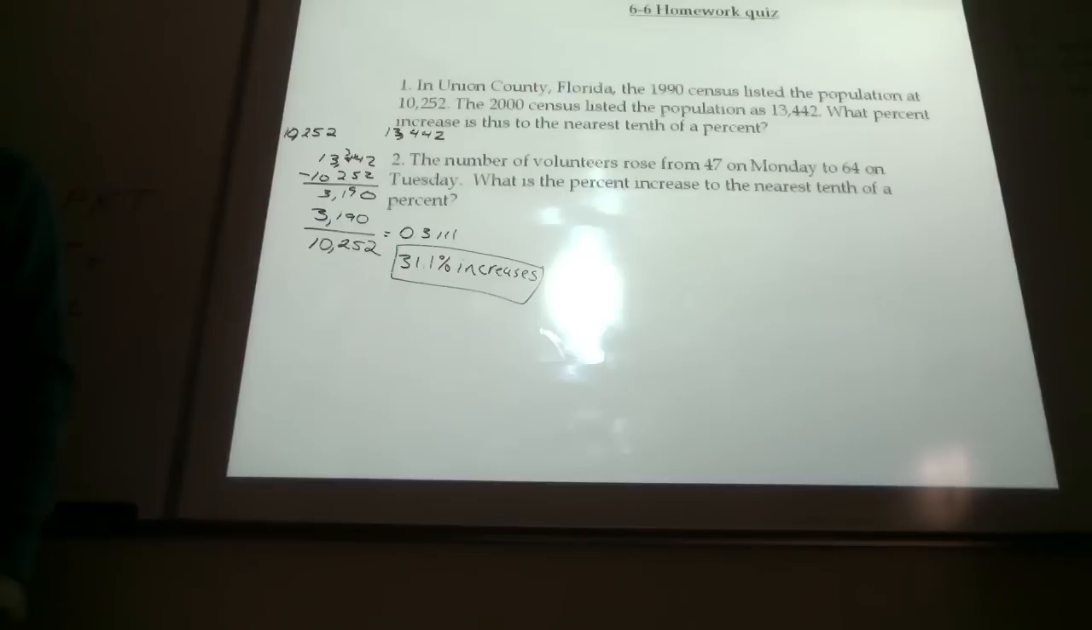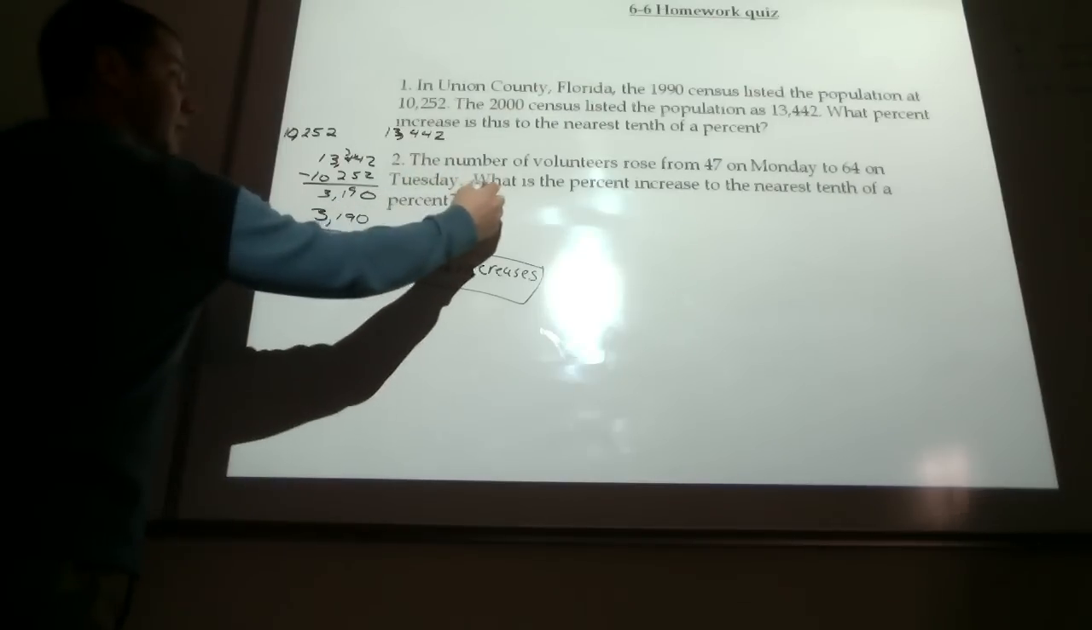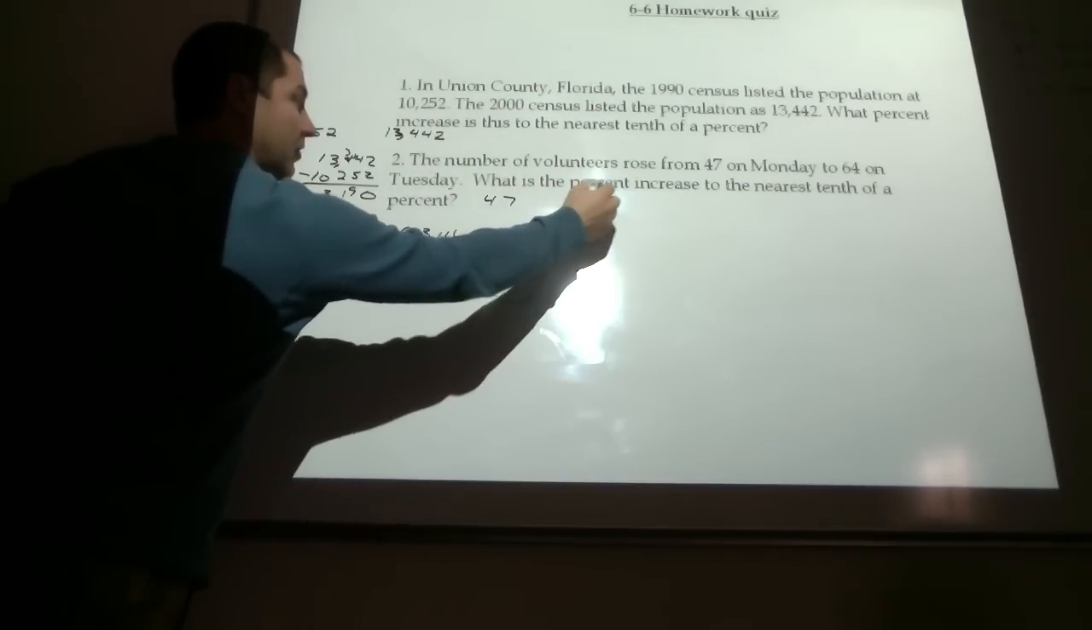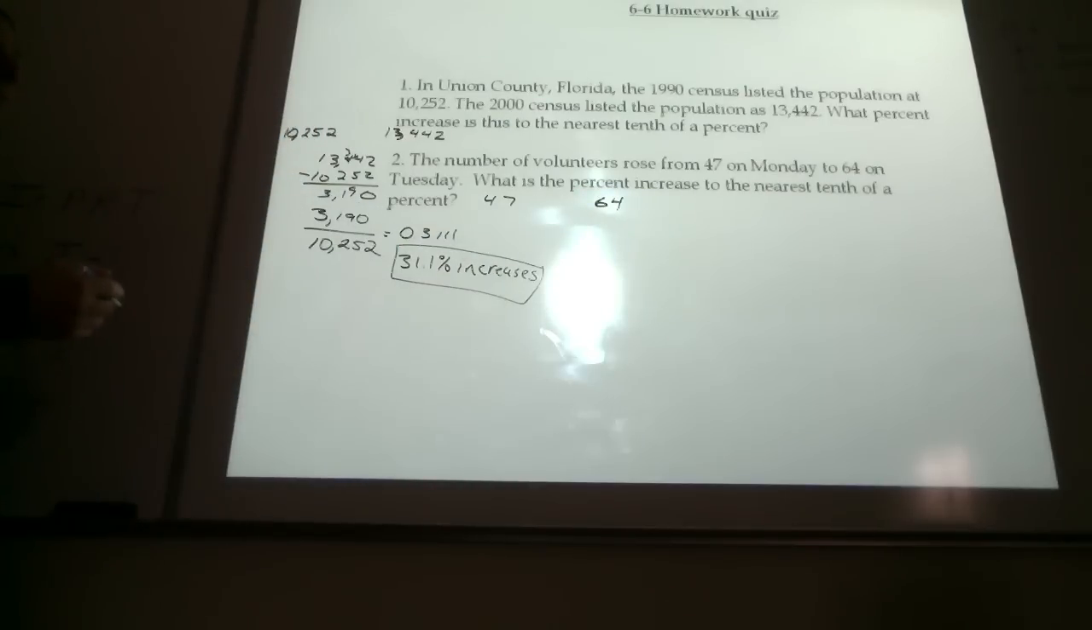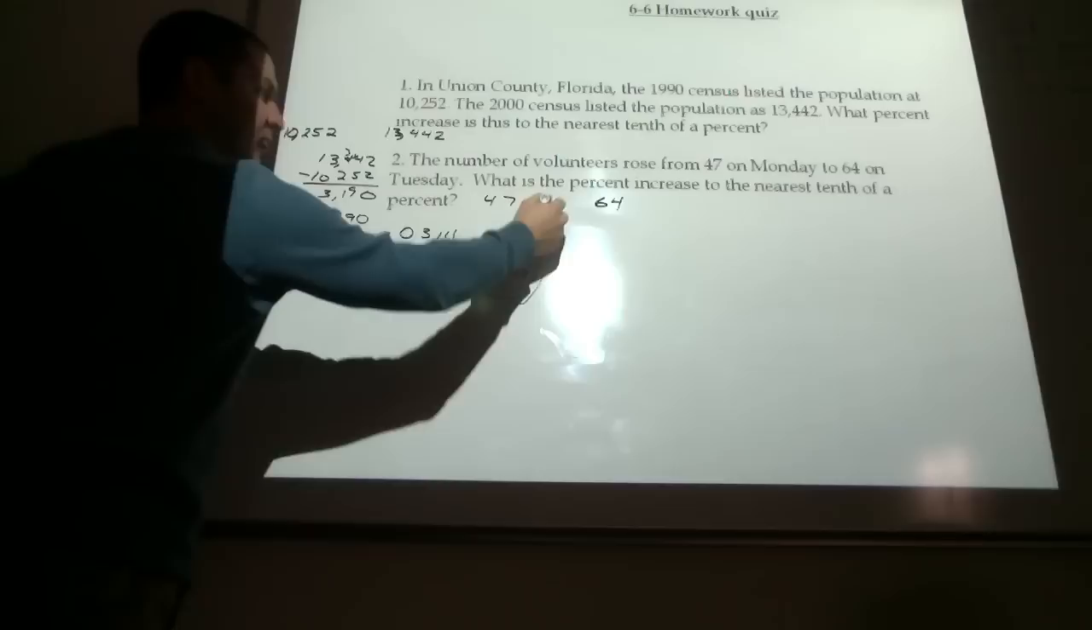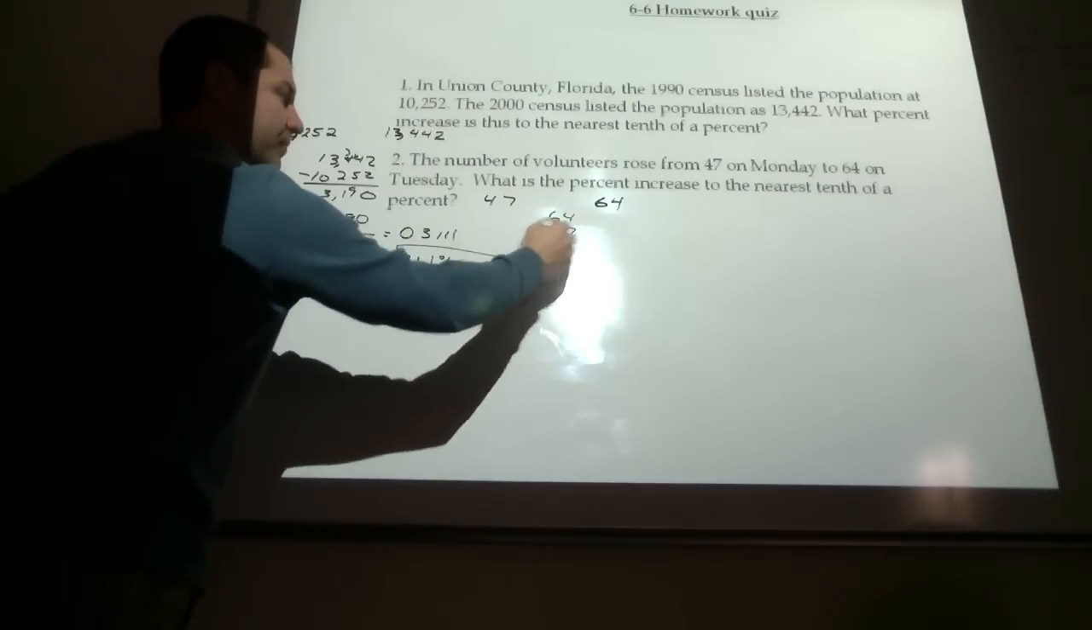Problem number 2. The number of volunteers rose from 47 on Monday to 64 on Tuesday. Need to do the same thing. We're starting at 47 and we're moving up to 64. We need to find the difference between the two. So we need to figure out how many more volunteers were there on Tuesday than on Monday. Just do our 64, subtract 47.